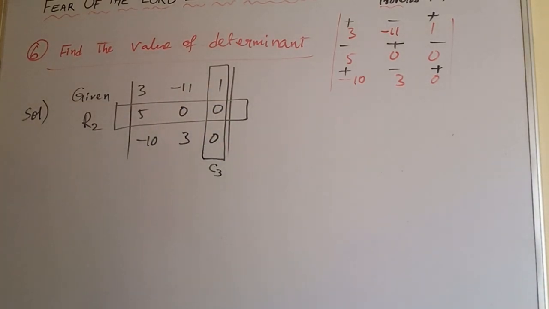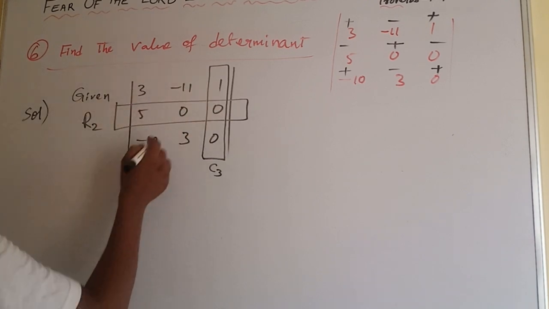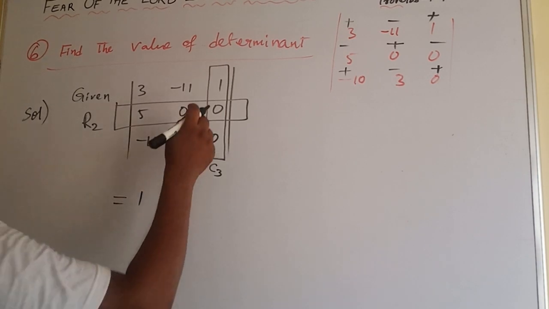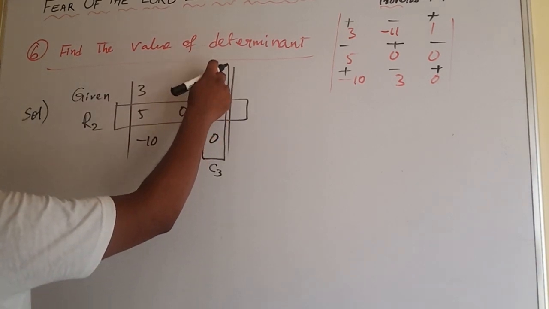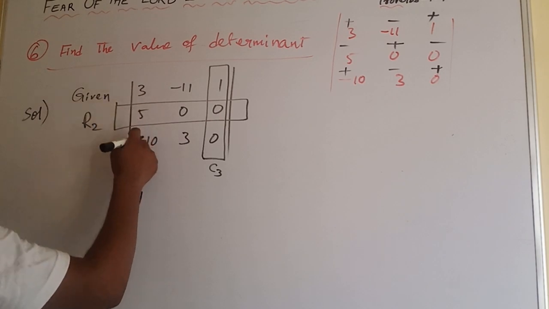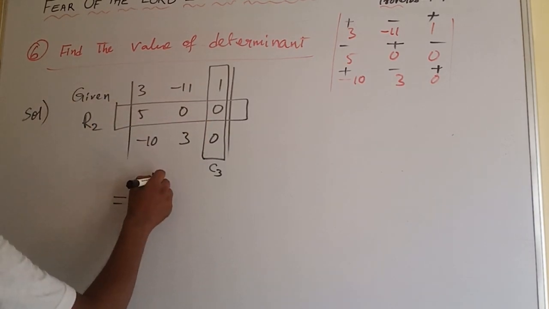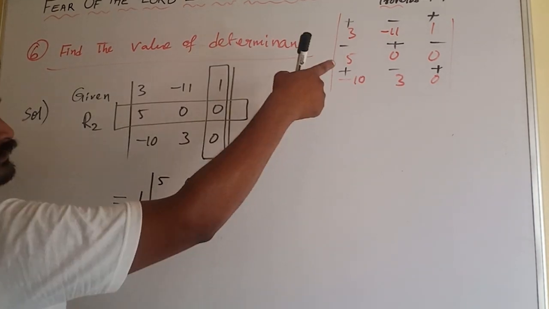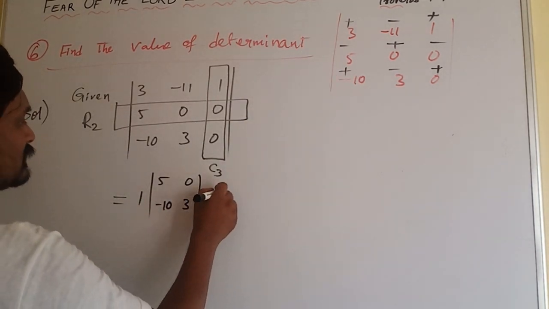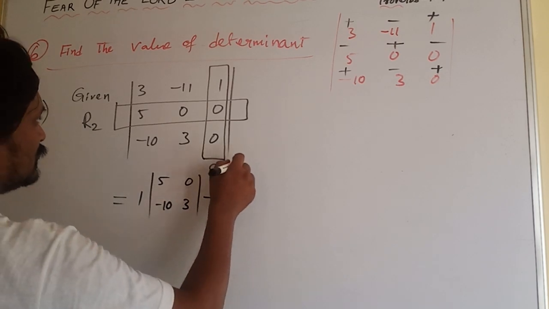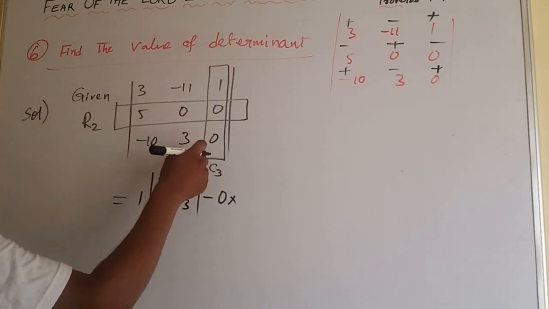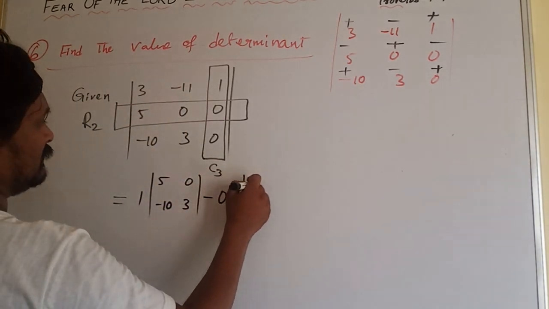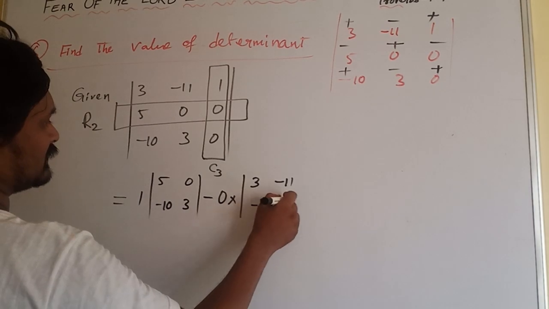So it is very easy for you now to solve. Now first, this is equal to 1 into, if you take 1, remove this row and this column, only you take this minor. So that is 5 0 minus 10 3. Next, minus symbol, 0 into what is remaining? 3 minus 11 minus 3 10. 3 minus 11 minus 10 3.